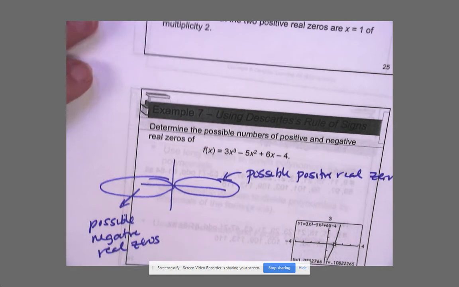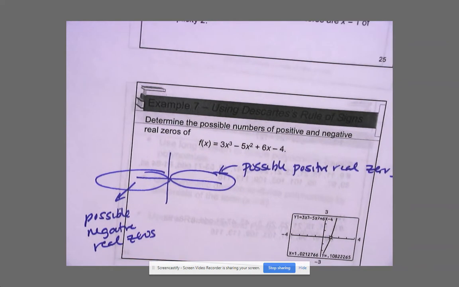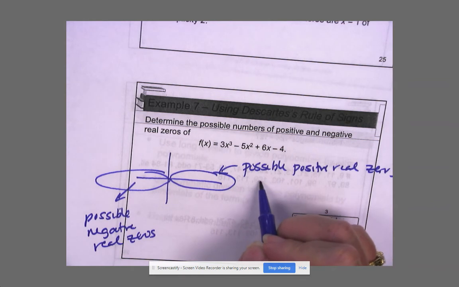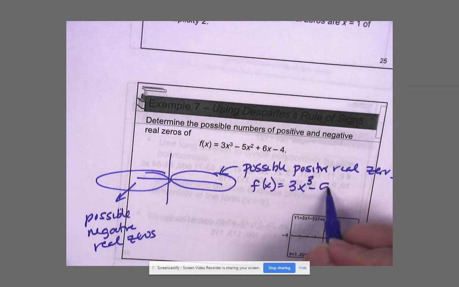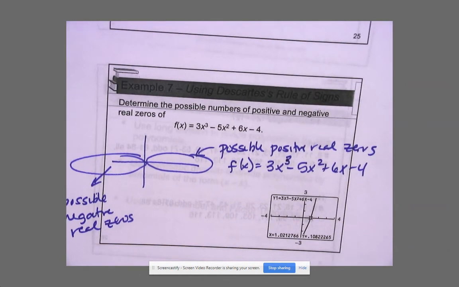So again, you're just analyzing something. You're looking at the graph and analyzing to see what it has. Well, we start out with the possible positive. If I want to do that, I'm going to keep everything the same. It doesn't really have to be in descending order. If you want it to be, you can put it in descending order. I'm going to look to see how many different sign changes there are from one term to the next. Sign changes. That's all I'm going to look at.